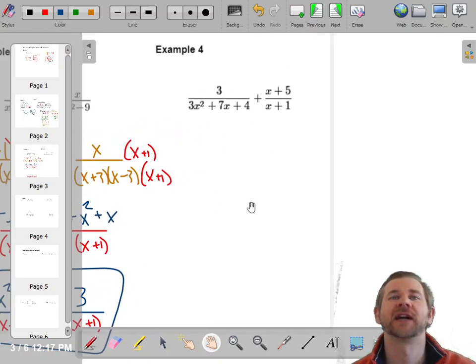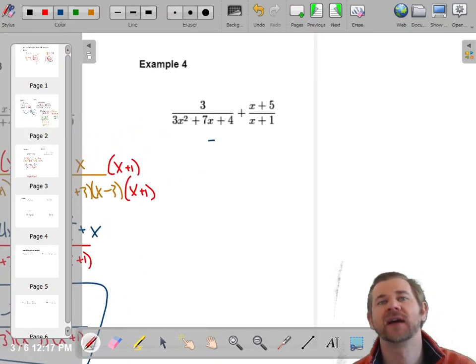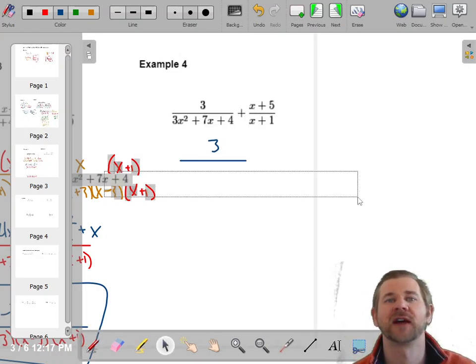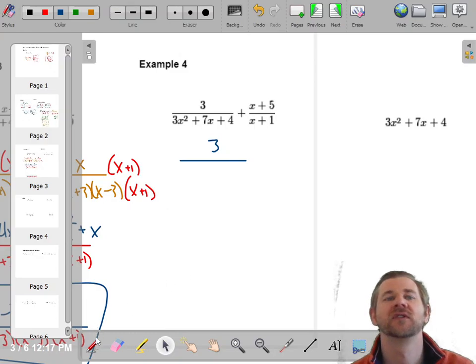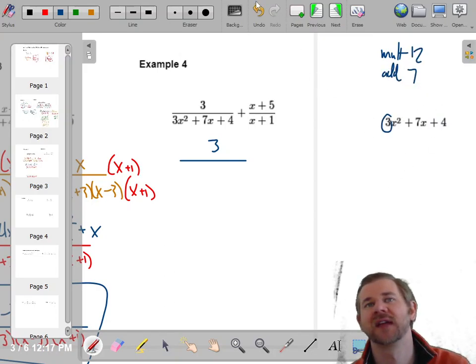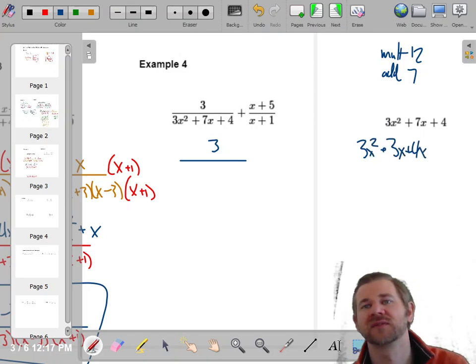Let's try one where the factoring is a little more difficult. So I have 3, and then I have this guy. Sometimes it becomes a bit overwhelming with too much information, so it helps to factor this off to the side. The numbers that multiply to 12 and add to 7 are 3 and 4. Notice, if it's not a 1x squared, you have to split the middle. So plus 3x plus 4x plus 4.